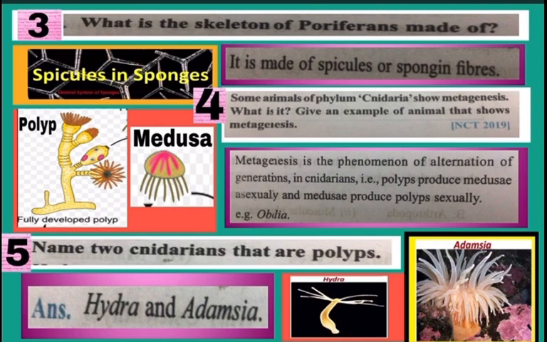So, metagenesis is the phenomenon of alternation of generation in Cnidarians. Means formation of medusa from the polyp form by asexual method and formation of polyp from medusa by sexual method. This alternation of generation is called metagenesis. An example of this is Obelia. Question number 5. Name two Cnidarians that are polyps. Hydra and Adamsia. These are the two examples of Cnidarians having polyp forms.